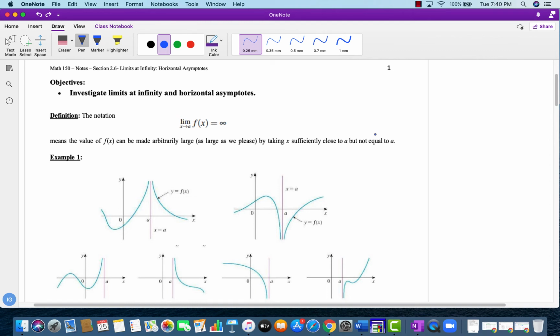Okay, this is section 2.6, and in this section we're going to learn about the limits at infinity and what happens when you have a horizontal asymptote. So first we're going to start with the definition.